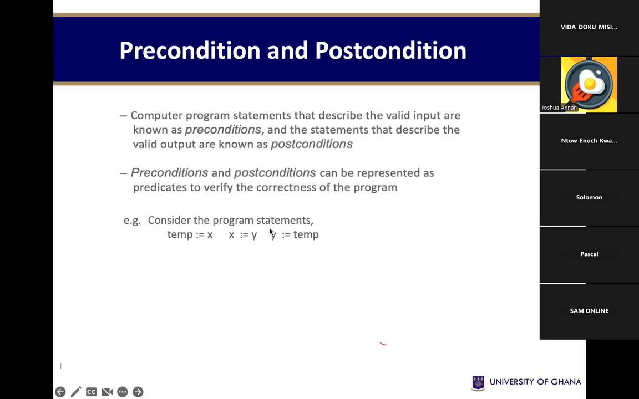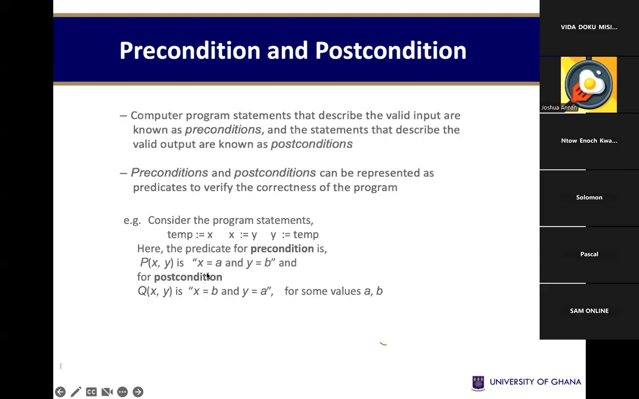So let's consider this particular set of program statements. We have x assigned to the variable called term, then y assigned to x, and lastly, term assigned to the variable y. So the question on the table is this. Here, the predicate for the precondition is p(x, y), the valid input, as we explained earlier for the particular program: x is initially assigned A, y is initially assigned B. In layman's terms, x is A and y is B.